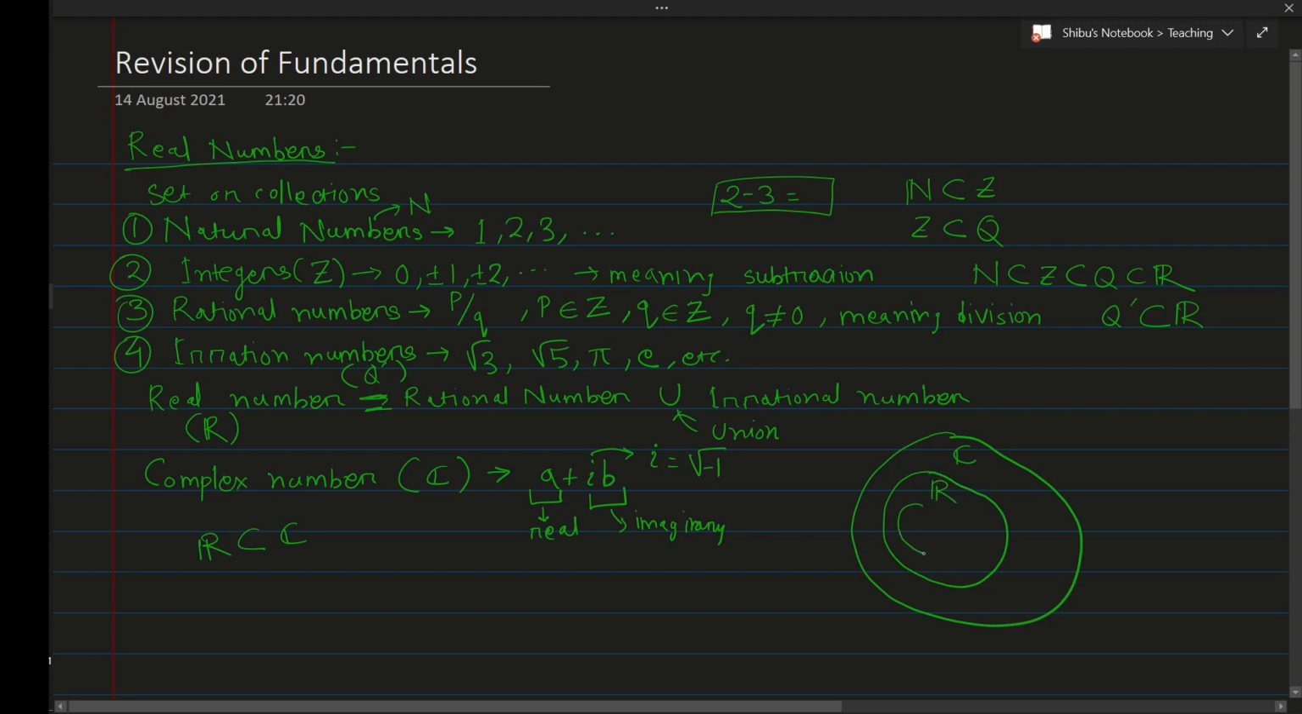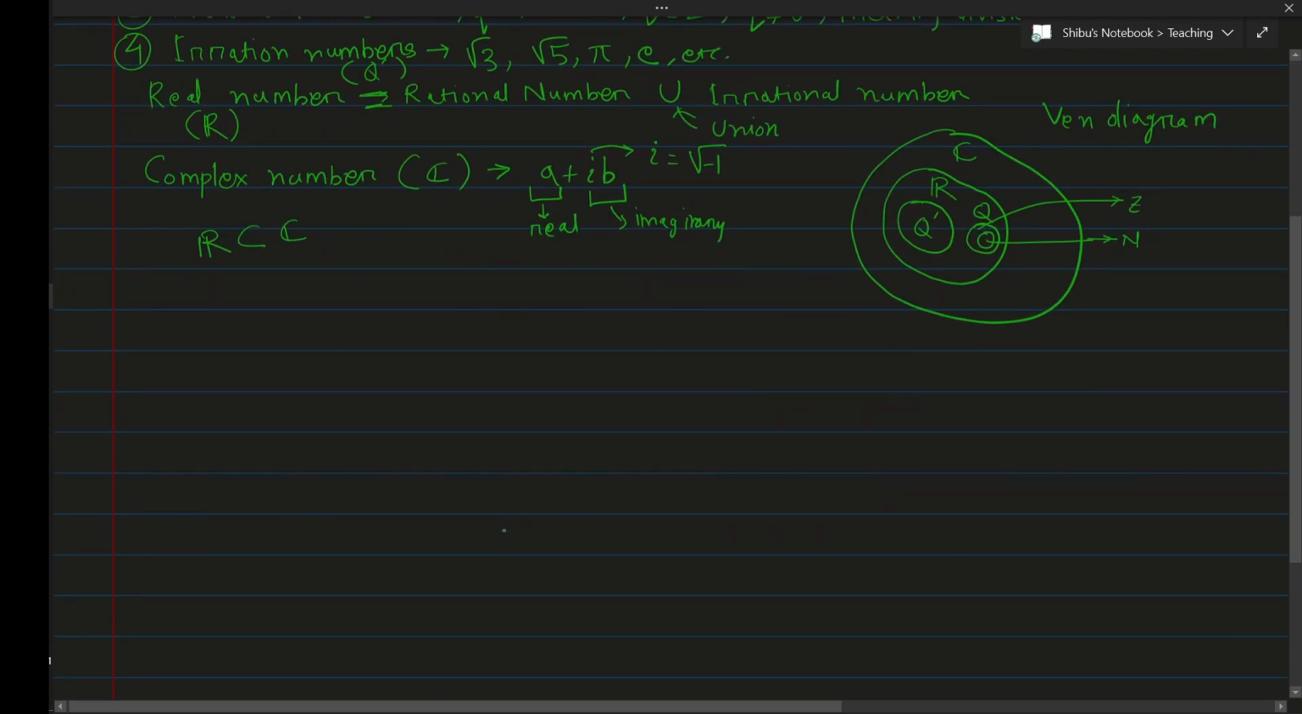Then there will be a small set Q dash. Let's say this is the irrational numbers, and the other thing will be Q. Inside Q we will have integers, and inside that we will have natural numbers. So this will be N, and this will be Z. This is a rough Venn diagram representation of all these sets.